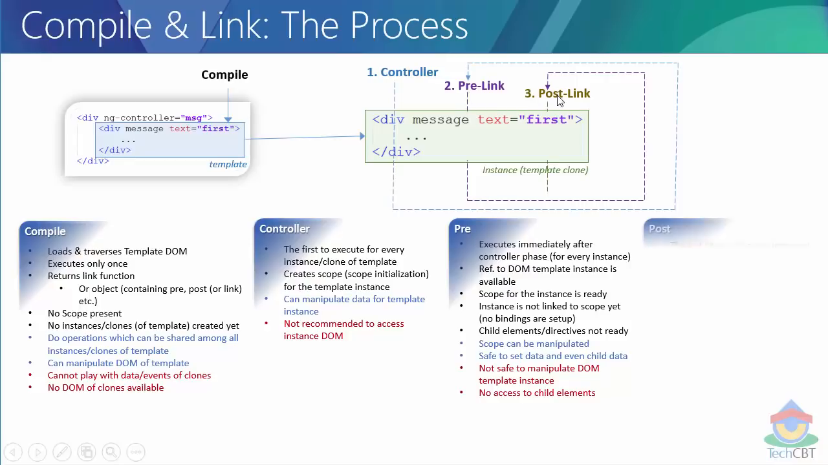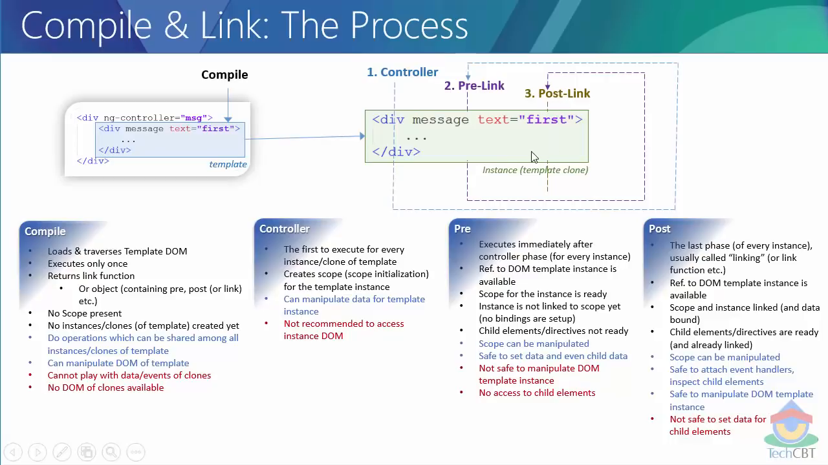So again, the postlink works on the same instance where the previous two phases have been completed. And this is the last phase before render. So which means once the prelink has completed, the postlink gets executed, and once the postlink has completed, it is going to render finally. So during the postlink, you still have access to DOM element and it is fully available, which means the scope related to this instance has been completely bound to that instance.